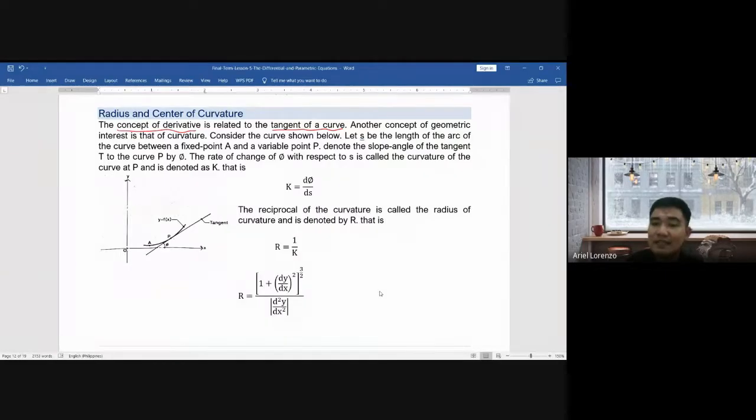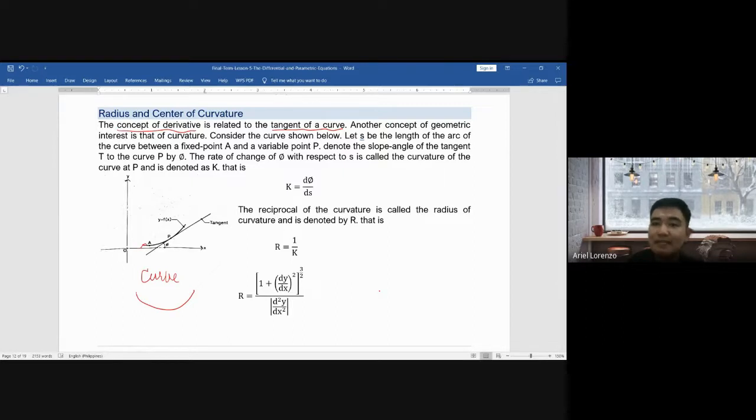And then another concept of geometric interest is that of the curvature. Okay? So, curvature, class, simple lang yung concept ng curvature from the word itself, curve. Yung curves natin, a circle, a curve, lahat that is curve. Considering the curve shown here, class, that is a curve.